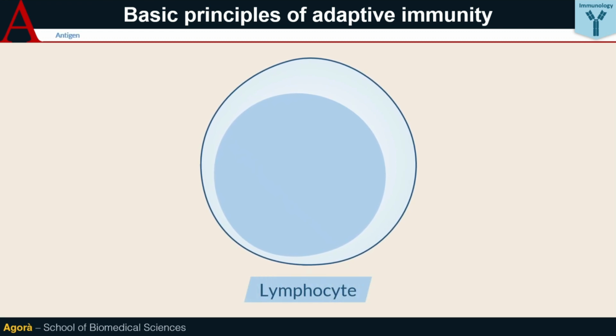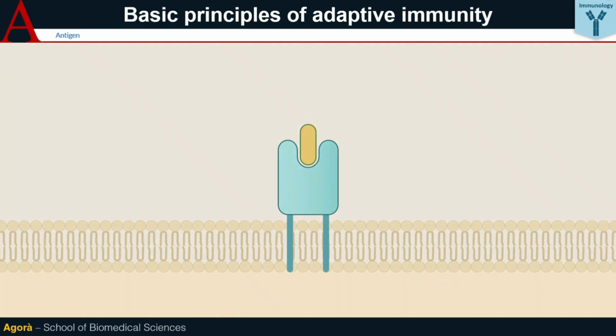So what do lymphocytes recognize? Lymphocytes recognize any molecule that may belong to a specific pathogen, for example, a protein of a bacterium, a saccharide component of its cell wall. The macromolecule recognized by the lymphocyte is called antigen, as it can generate a response against itself. Each lymphocyte is able to recognize only one specific antigen.